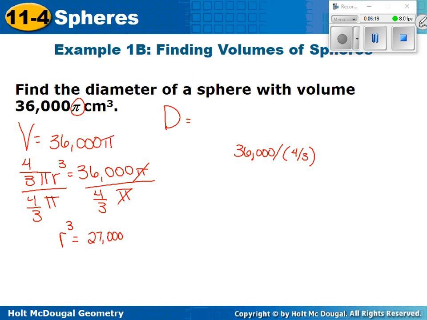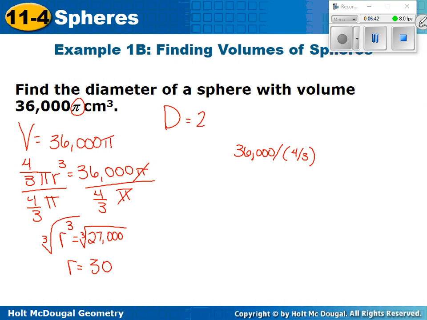All right, what do we do from here, guys? Cubed root. Where's the cubed root key? Under math. So you're going to take the cubed root. What is the radius? 30. Everybody remember where to find that cubed root key? Math number 4. So my radius is 30, so what does that make my diameter?